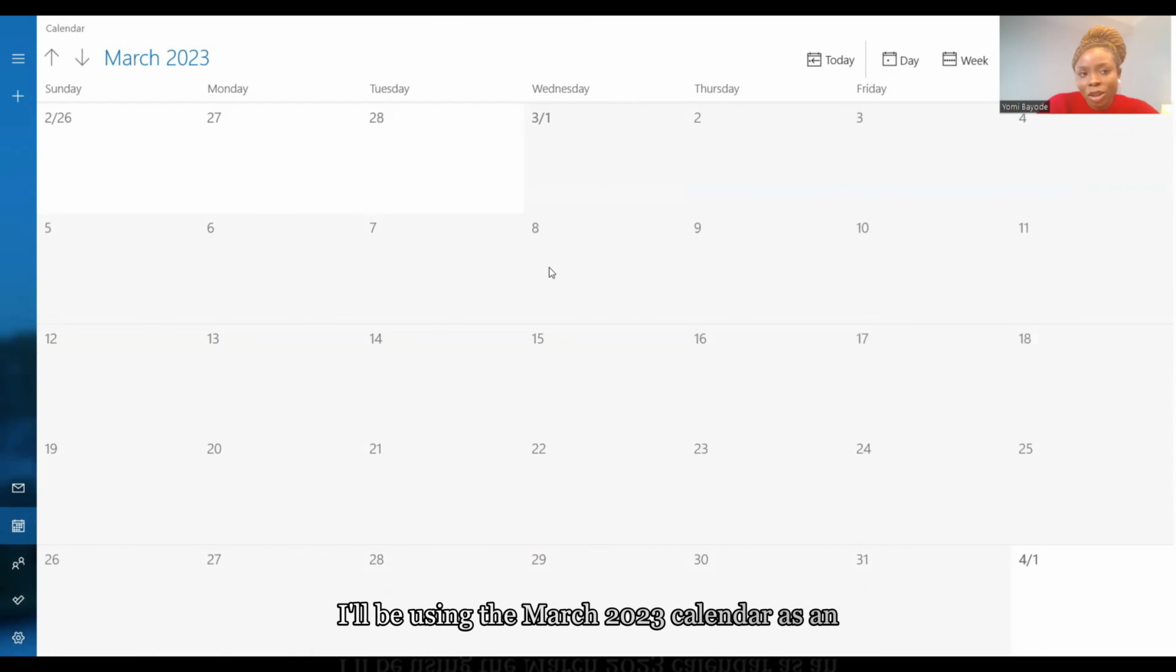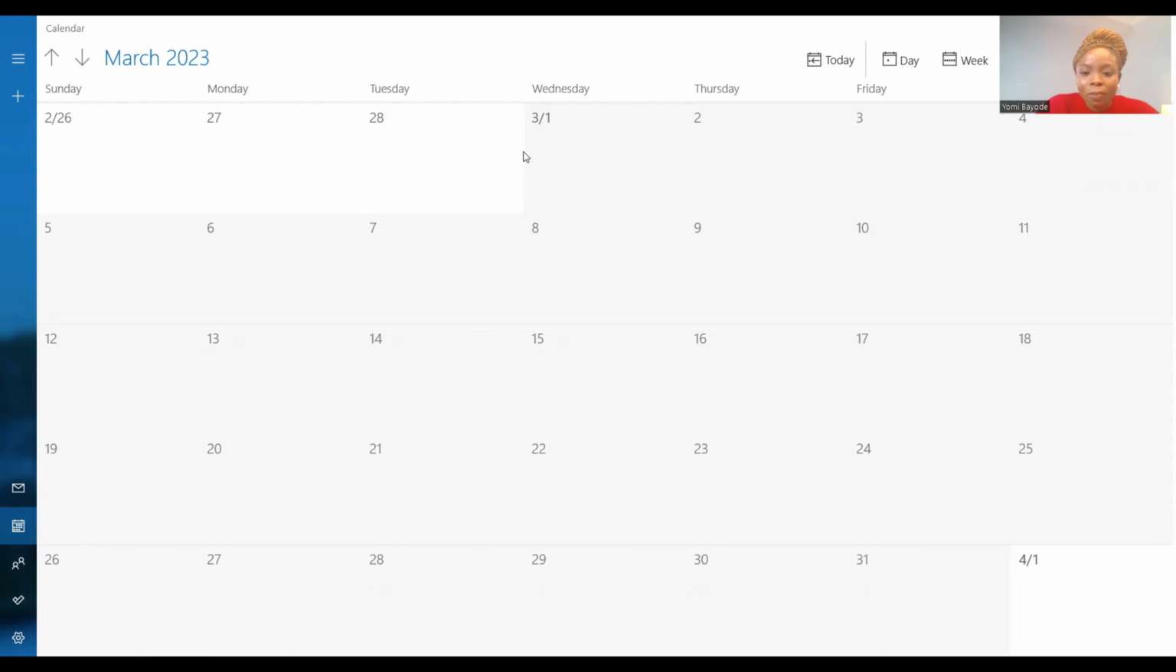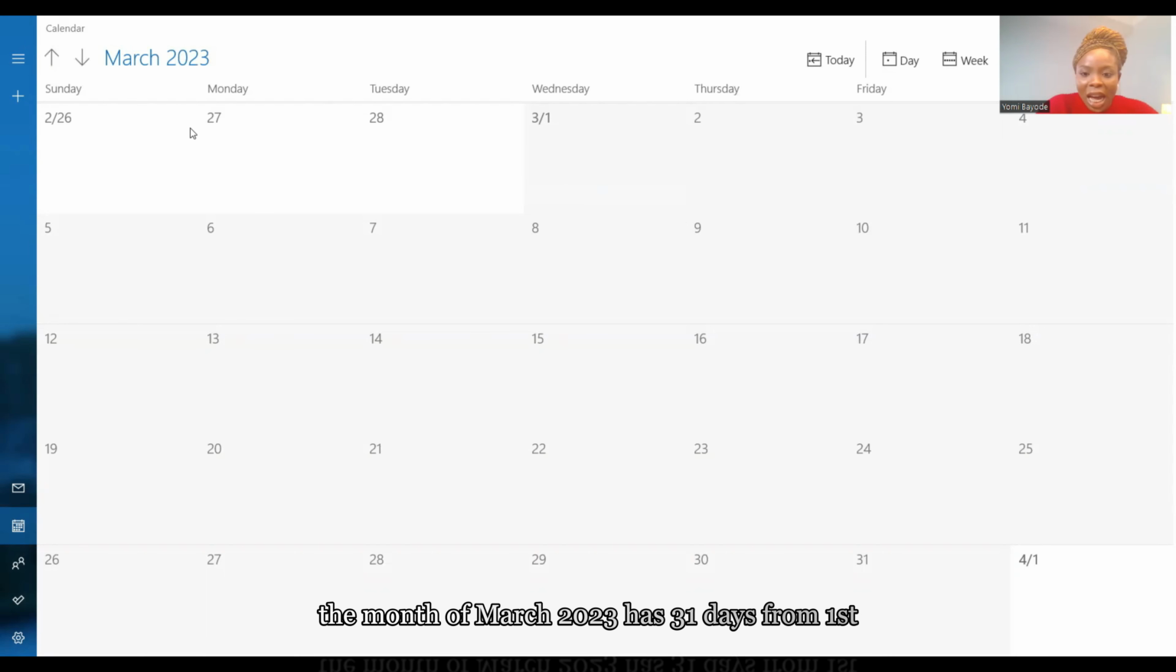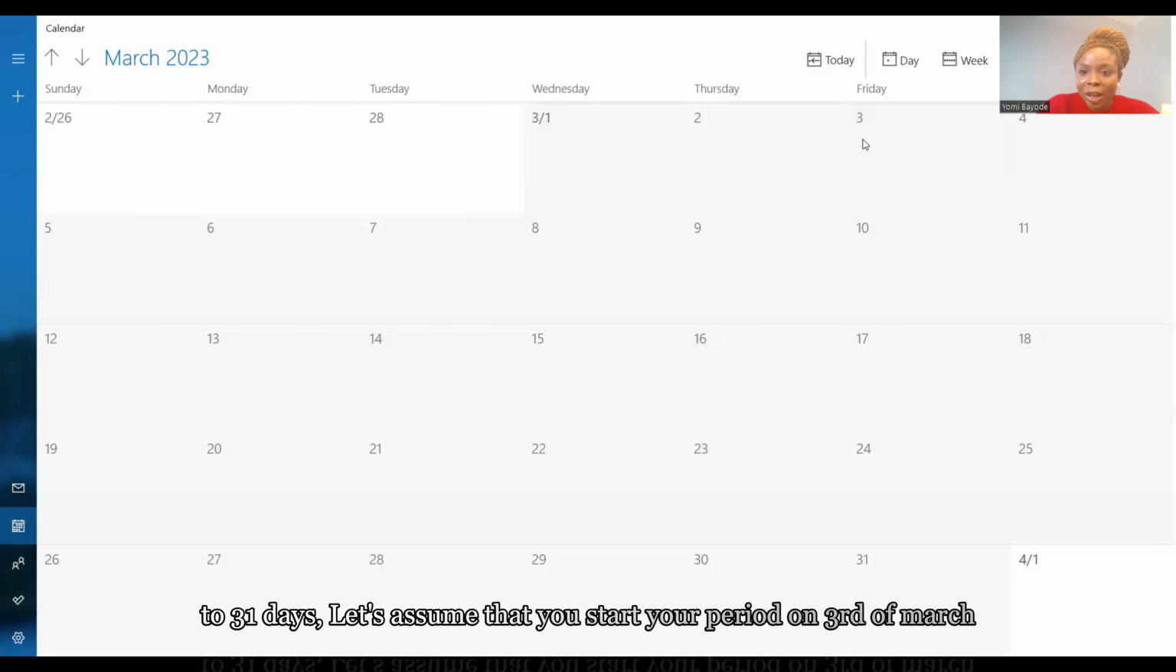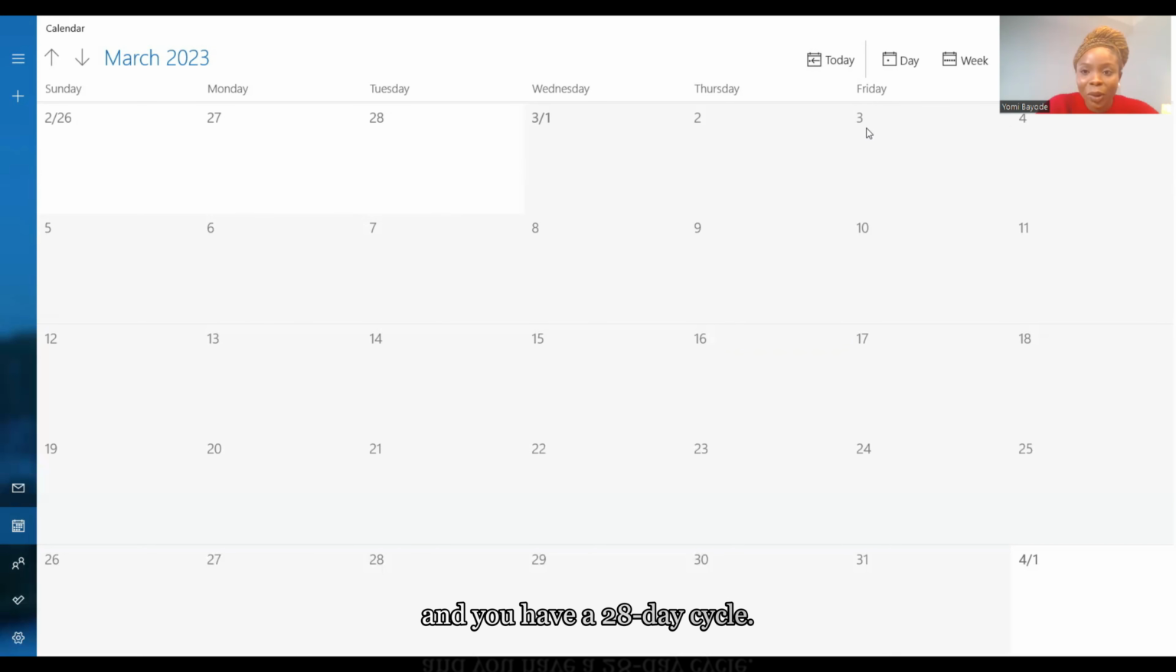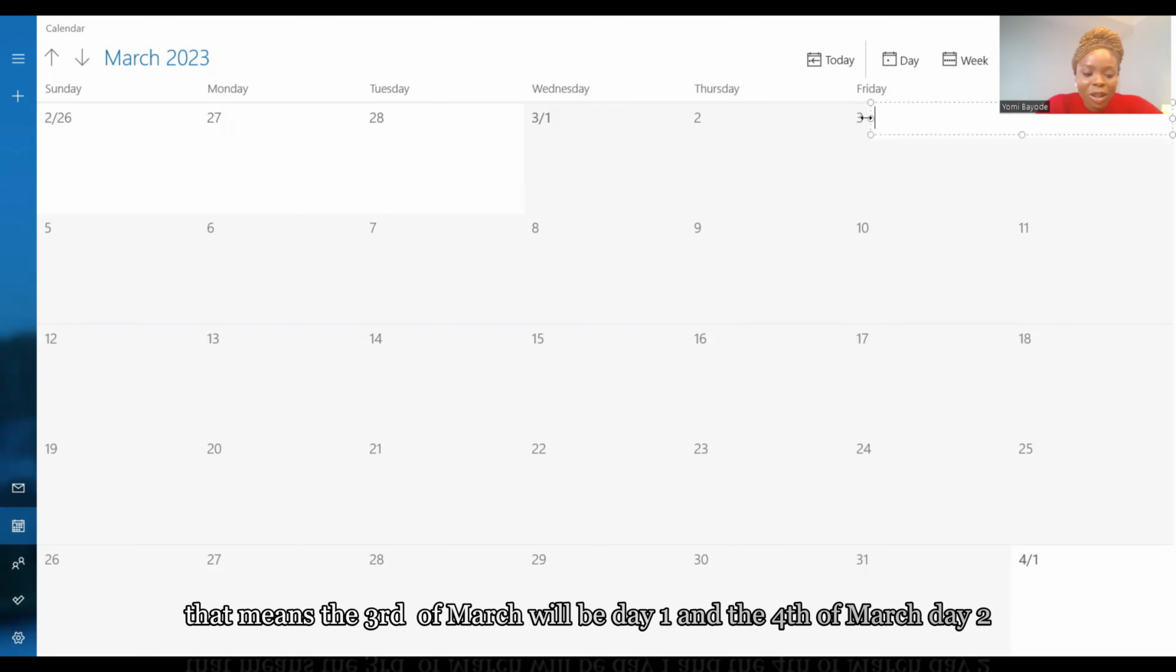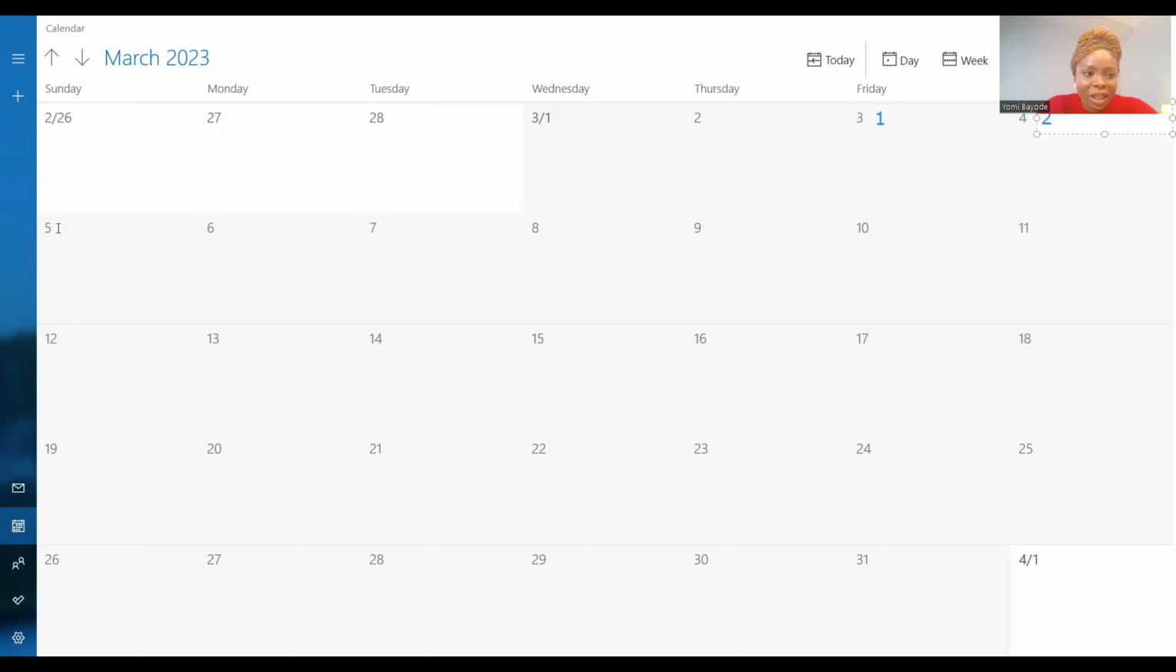I'll be using the March 2023 calendar as an example to calculate your safe period. So you can say that the month of March 2023 has 31 days, from the 1st to the 31st. Let's assume that you start your period on the 3rd of March and you have a 28-day cycle. So the 3rd of March is the day your cycle will begin. That means the 3rd of March will be day 1, and then the 4th of March will be day 2, then the 5th of March will be day 3, like that.